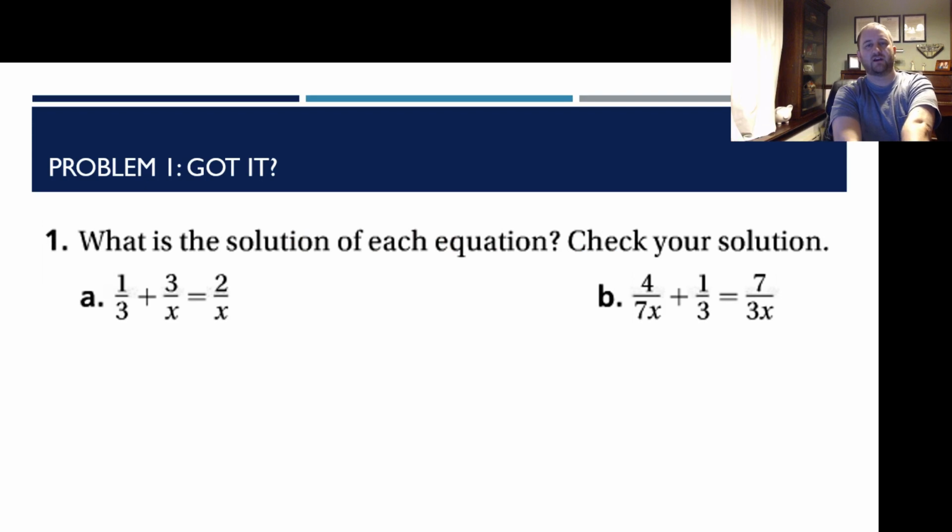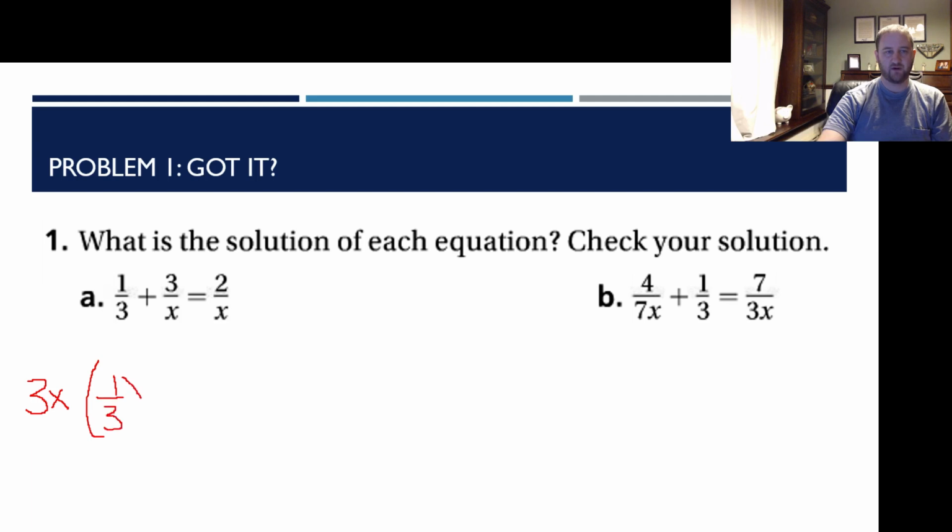All right, I want you to go ahead and see if you can solve both of these on your own. Multiply both sides of the equation by the least common denominator. Okay, pause the video and see if you can solve these. All right, so if we look at part A, our least common denominator of 3x and x is going to be 3x. All right, so we're going to multiply 3x times both sides.